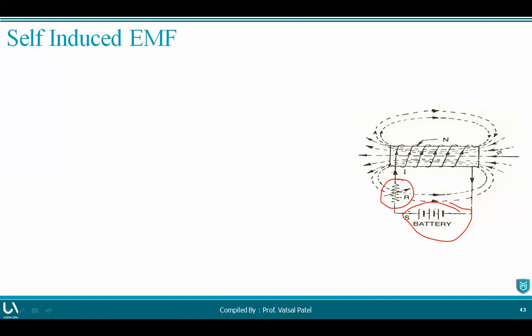The field lines you can also observe in this diagram. Once you change the magnitude of the current, either through the battery source or from the resistance given here, the magnitude of the flux can be changed. So the induced EMF in the conductor because of this flux is what we know as the self-induced EMF.